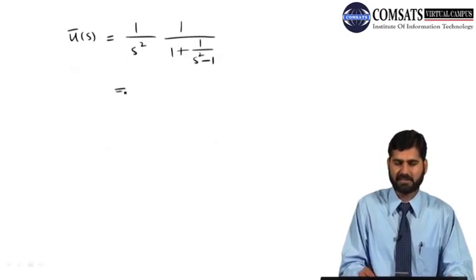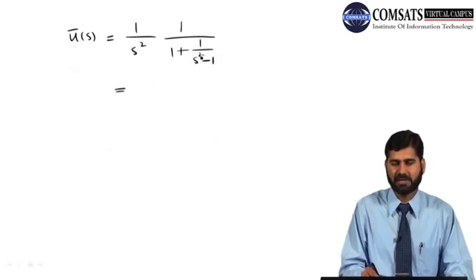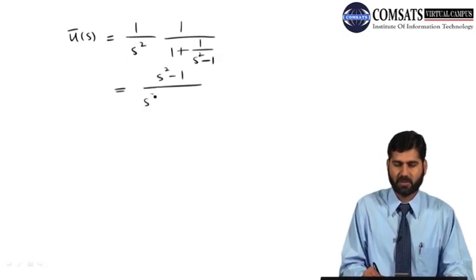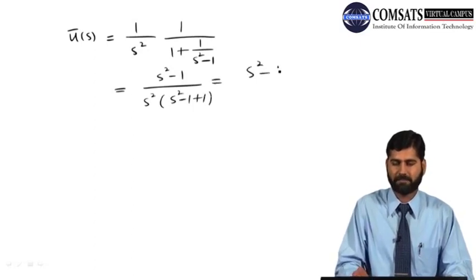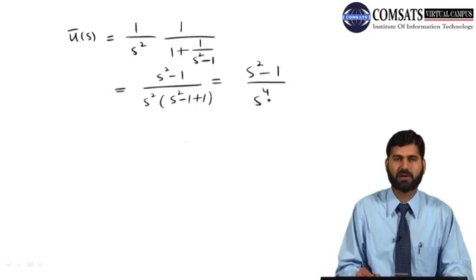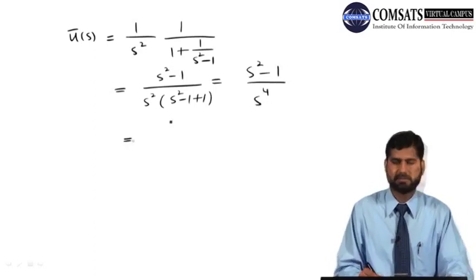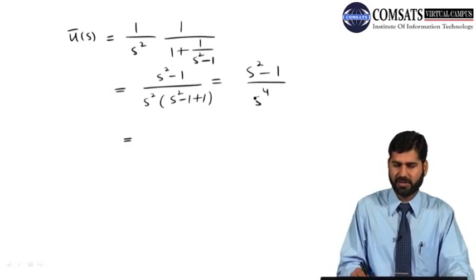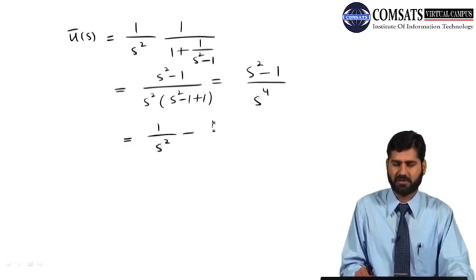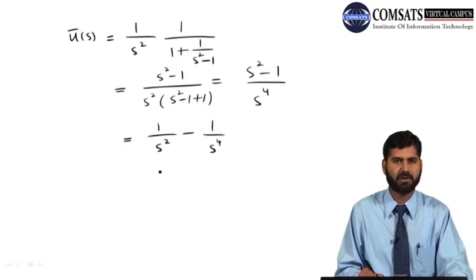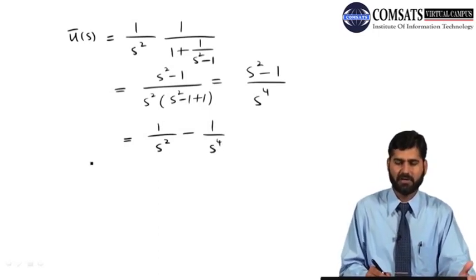Now simplify the right hand side. If you take the LCM, you will get s square minus 1 on top. You'll get s square times s square minus 1 plus 1. So you got s to the power 4 at the bottom. All right, so you can separate it. It's easy to simplify. It will become 1 over s square minus 1 over s to the power 4. All right, now it's done. I cannot simplify it any further.